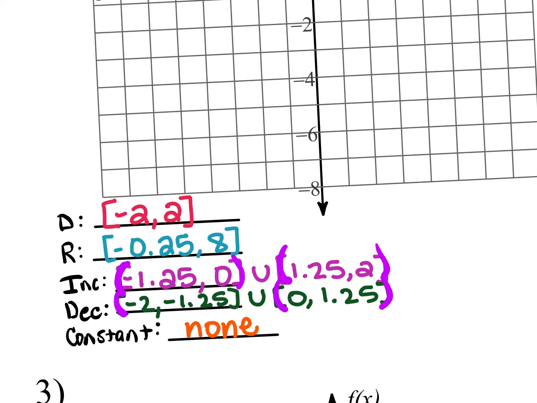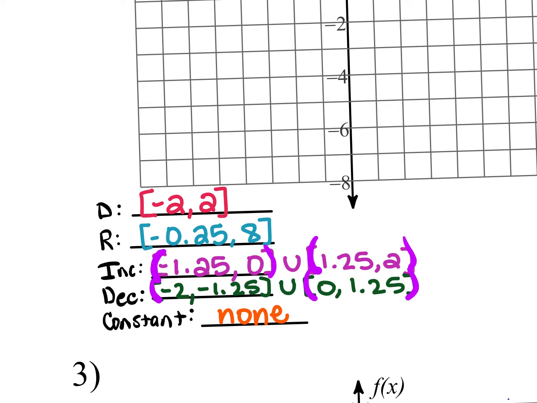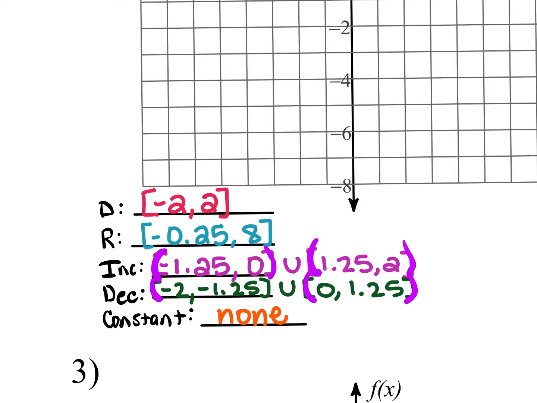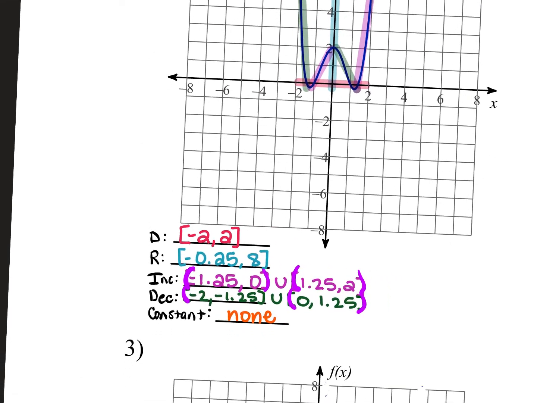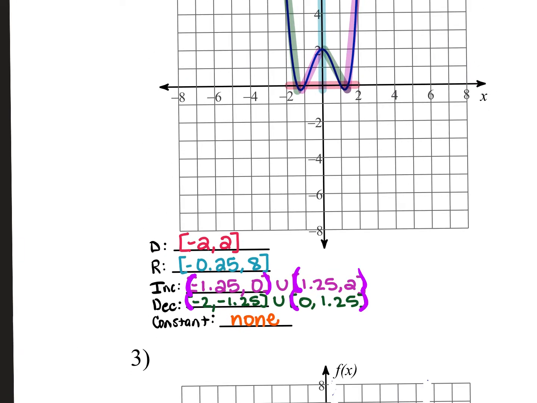For domain and range, guys, if you have a closed circle, what does that mean? It means the value is included. It means you have to have a bracket on your answer. If you have an open circle, what does that mean? It's not included, so you'd have a parenthesis. Anytime you have infinities, what do you know?